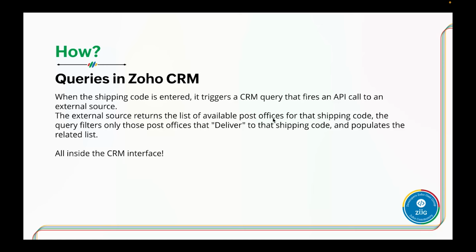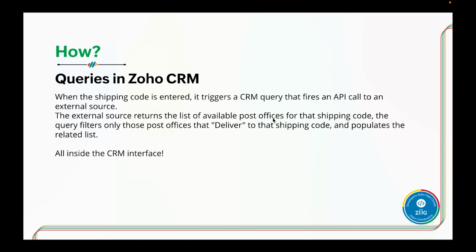This query sends a request to an external postal API, which returns a list of all post offices associated with that shipping code. And now the smart part. The query doesn't just dump that data. It filters it to show only those post offices that actively deliver to that area. So if I give a shipping code, it is possible that there might be many post offices that deliver and also the ones that do not deliver. So when I use queries, I'm able to filter out only those post offices that actively deliver to that area.